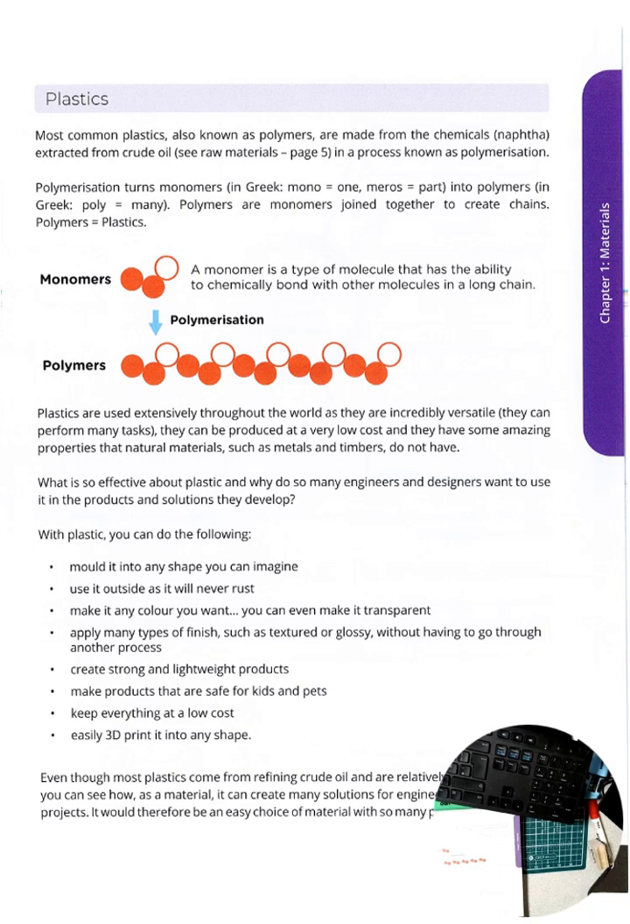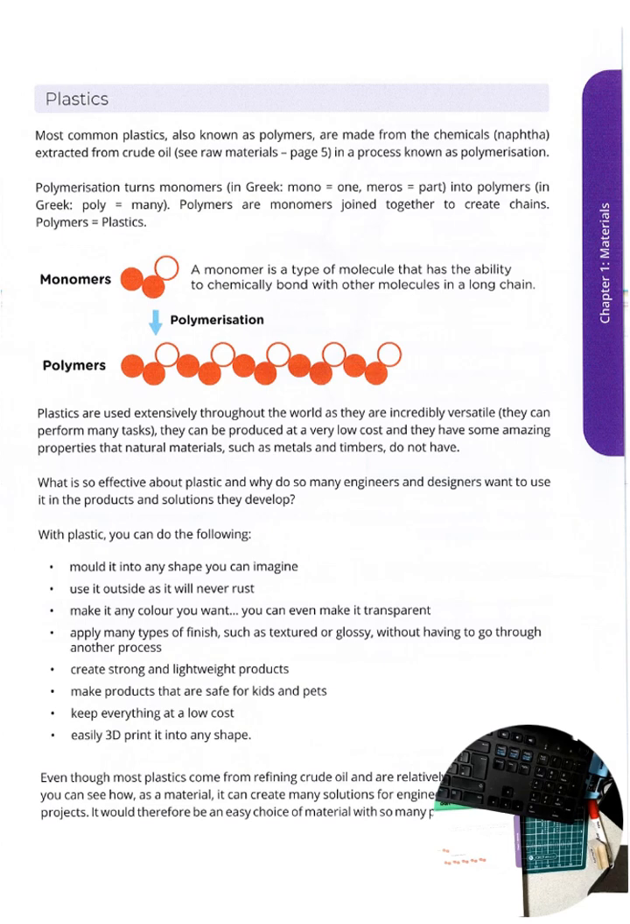Plastics are used extensively throughout the world as they are incredibly versatile. They can perform many tasks, they can be produced at a very low cost, and they have some amazing properties that natural materials such as metals and timbers do not have. What is so effective about plastic, and why do so many engineers and designers want to use it in the products and solutions they develop?